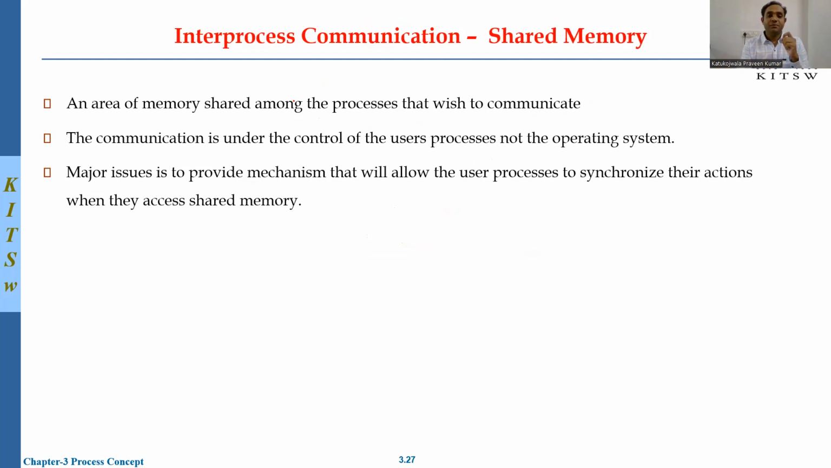The major issue is to provide a mechanism that will allow the user processes to synchronize their actions when they access shared memory. When there is a pool of shared memory, there must be synchronization, just like the producer will produce and the consumer will consume. If the producer is continuously producing but the consumer is not consuming, and there is no synchronization, then it will be a problem.